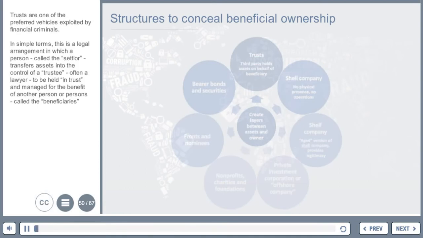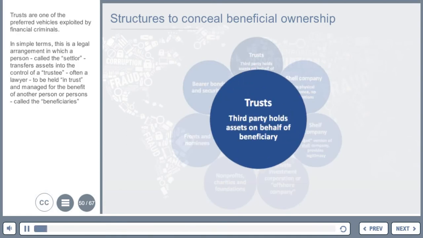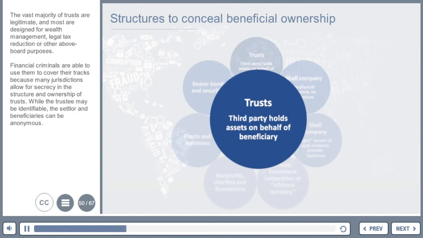Trusts are one of the preferred vehicles exploited by financial criminals. In simple terms, this is a legal arrangement in which a person, called the settlor, transfers assets into the control of a trustee, often a lawyer, to be held in trust and managed for the benefit of another person or persons, called the beneficiaries. The vast majority of trusts are legitimate, and most are designed for wealth management, legal tax reduction, or other above-board purposes.